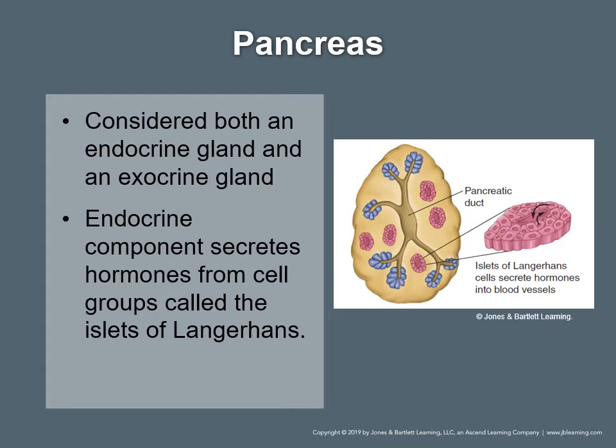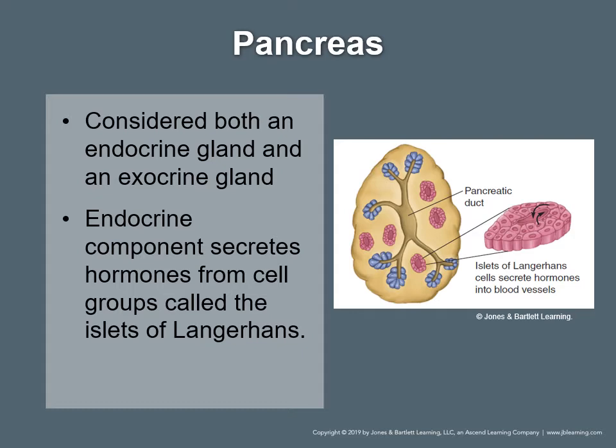The pancreas is considered both an endocrine gland and an exocrine gland. And that sounds like a great test question. The endocrine component secretes hormones from cell groups called the islets of Langerhans. These cell groups within the pancreas act like an organ within an organ, secreting the polypeptide hormones insulin, glucagon, and somatostatin.